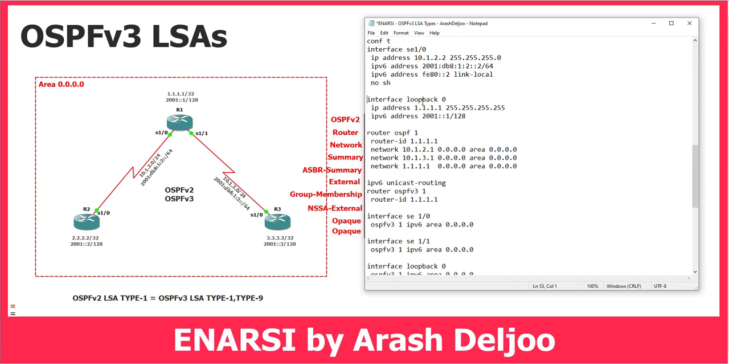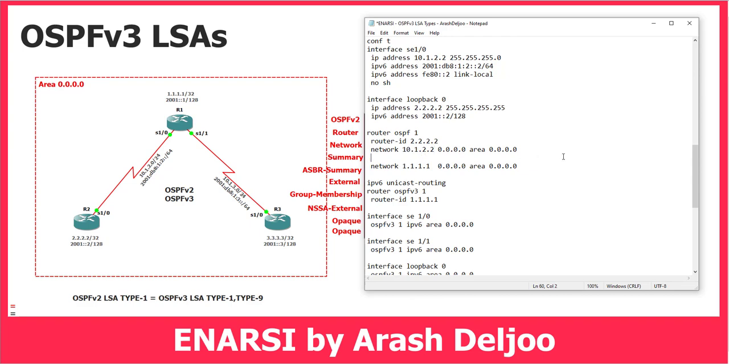We have interface loopback 0, IP address is 2.2.2.2, mask 255.255.255.255, and 2001::2/128 is the IPv6 address. Then router ospf 1, router ID is 2.2.2.2. Then the network statement includes network 10.12.1.0 0.0.0.255 area 0.